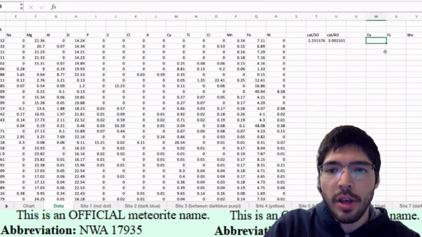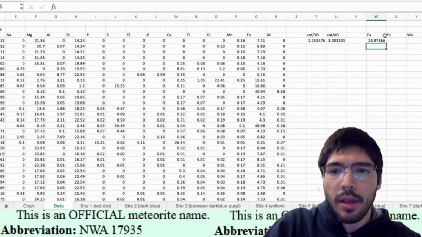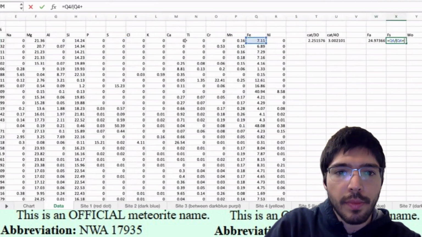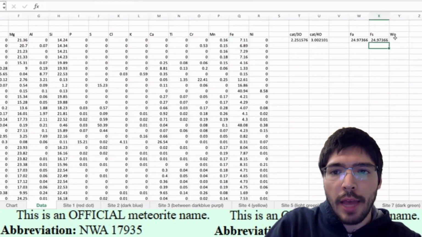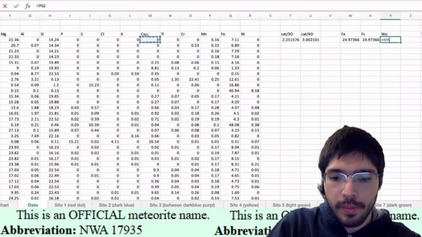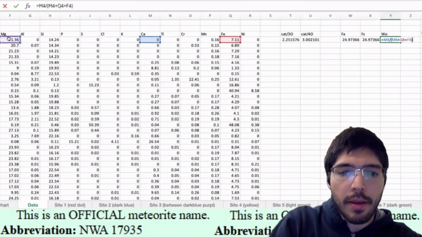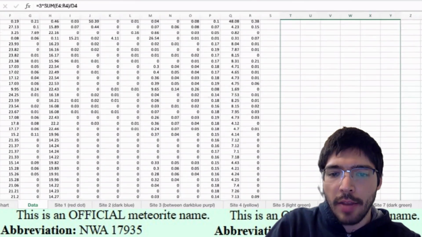And then here, we're gonna calculate the fayalite. So that's just the molar ratio of iron divided by the sum of iron plus magnesium times 100. Then we're going to do ferrosilite, which is just iron over the sum of iron, calcium, and magnesium times 100. And then wollastonite is just calcium divided by calcium plus iron plus magnesium times 100. So you can see these are all we're going to focus on, just these components right here. And I'm going to bring this down, and it's going to go for all of them.